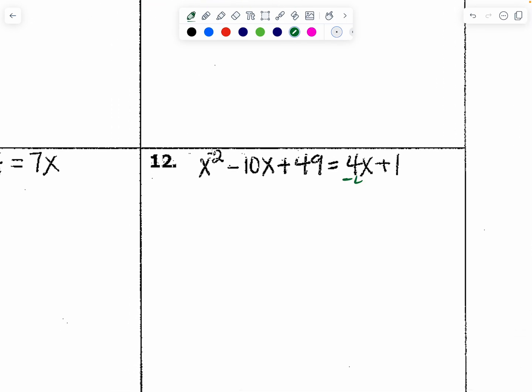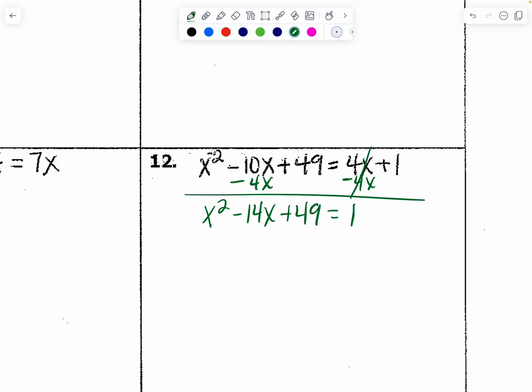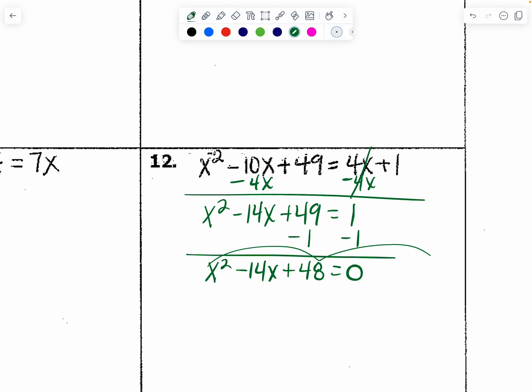Finally, if you look at 12, notice that you have stuff on both sides, and now we have like terms. So I would subtract 4x. On the left side, I'm going to find the term that has just an x, and I'm going to put it underneath there. So those cancel. So I have x squared. Negative 10 minus 4 is going to give me negative 14x. Plus 49 equals 1. And now I need to move the 1. So I'm going to subtract 1. I put it under the like term. Plus 48 equals 0. And then from here, you would do your a times c.